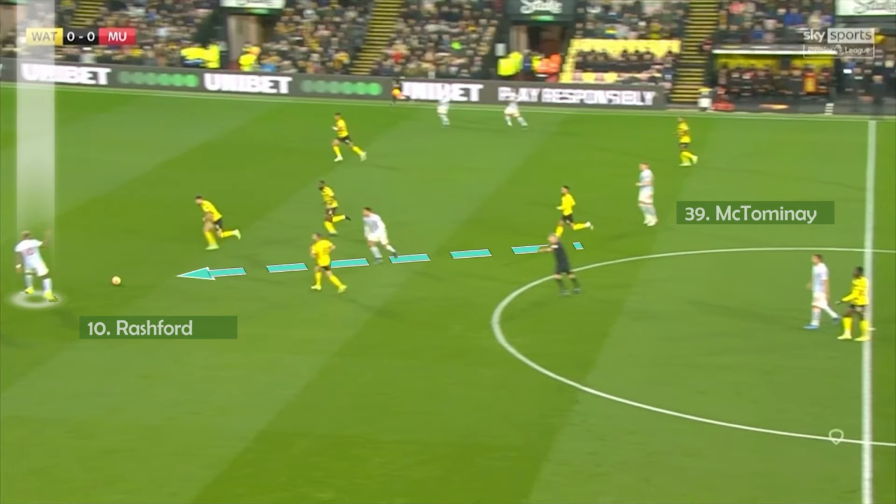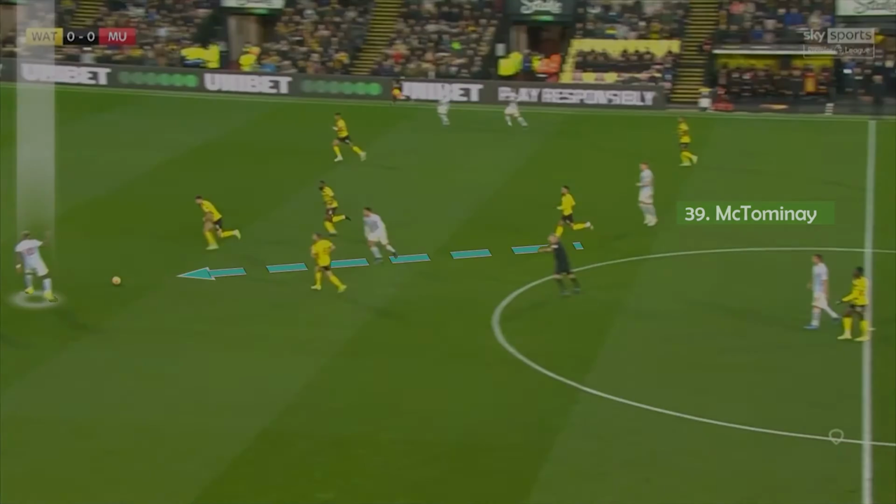This passage of play doesn't really come to anything. The defender ends up recovering the ball, but it is a good exhibit or example of a type of play that United really excel at, which is, as I said before, a fast attack, a fast transition up the field. They struggle when they need to play more patiently and break down the opposition, which we'll see later on.